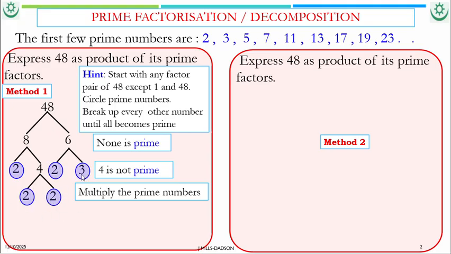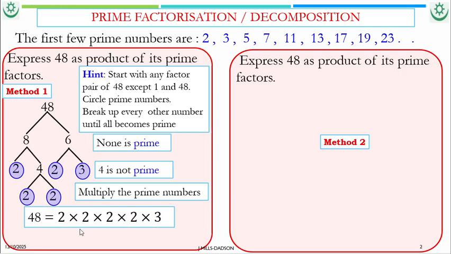So we have to write our answer as a product. That means times, preferably from smallest to biggest. So the answer will be 2 times 2 times 2 times 2 times 3. And sometimes you could be asked to write your answer in an index form, and that will be 2 to the power 4 times 3.